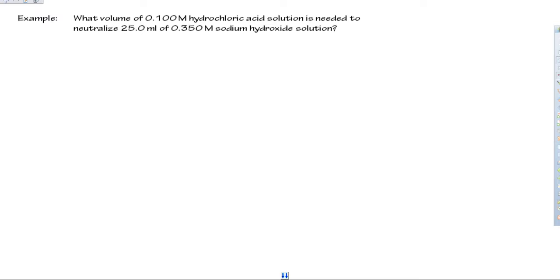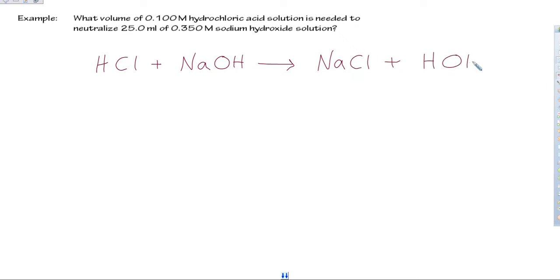I've got hydrochloric acid and sodium hydroxide. Classic neutralization. The HCl, the sodium hydroxide. If I start this like a first year equation, it's a double replacement. I get sodium chloride, hydrogen hydroxide, or water. Everything's +1, -1, so technically I'm done.